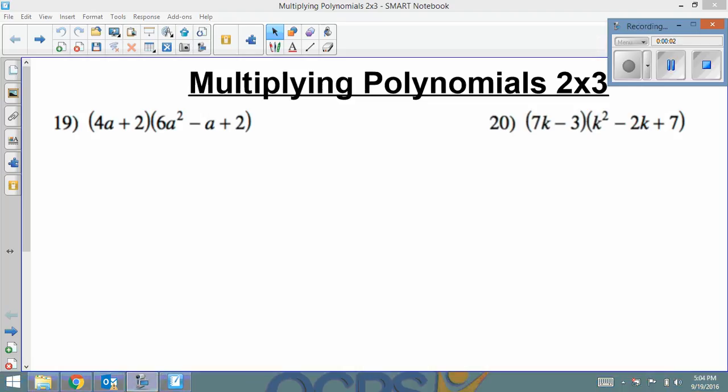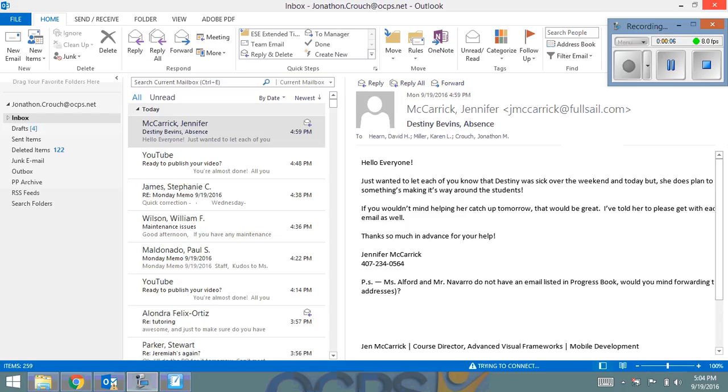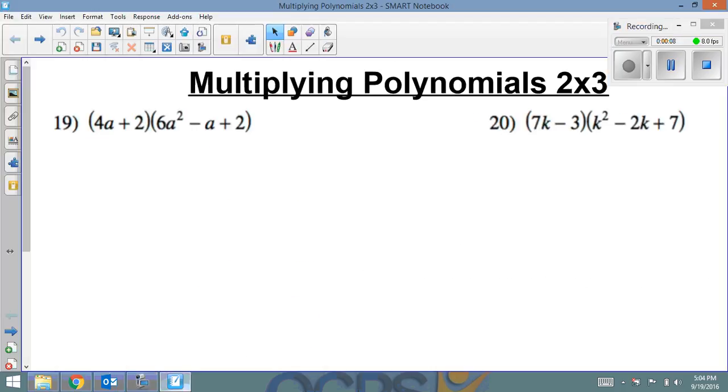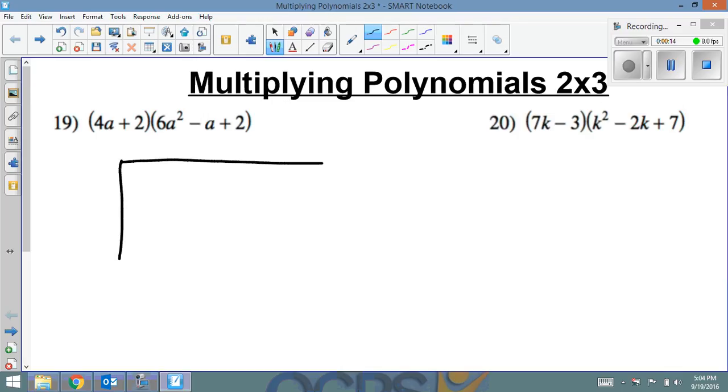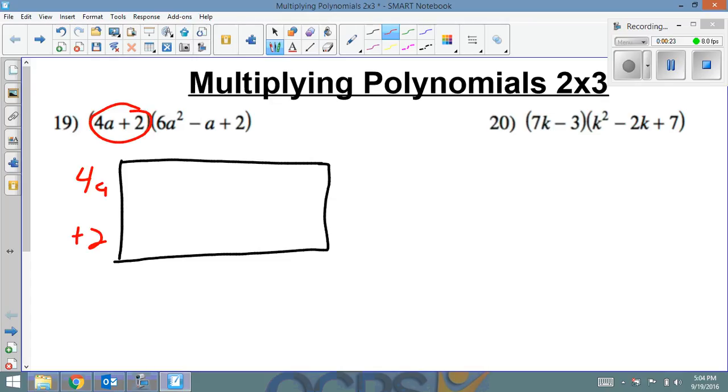Today we're going to talk about multiplying polynomials further, but this time we're going to make them a little bigger. They're 2 by 3. So remember yesterday we talked about the box method, and that's what we're going to use for these. We're going to use the box method for all of these. Now we're going to separate our box. The smaller one, the one with 2 terms, is going to go on the side. And the one with 3 terms is going to go on top.